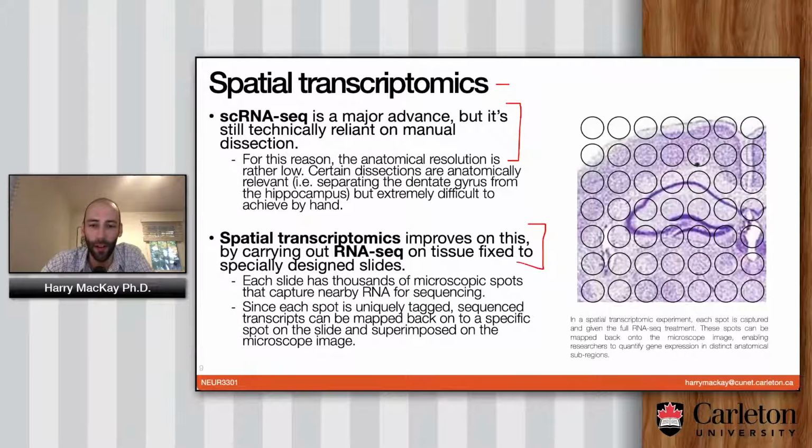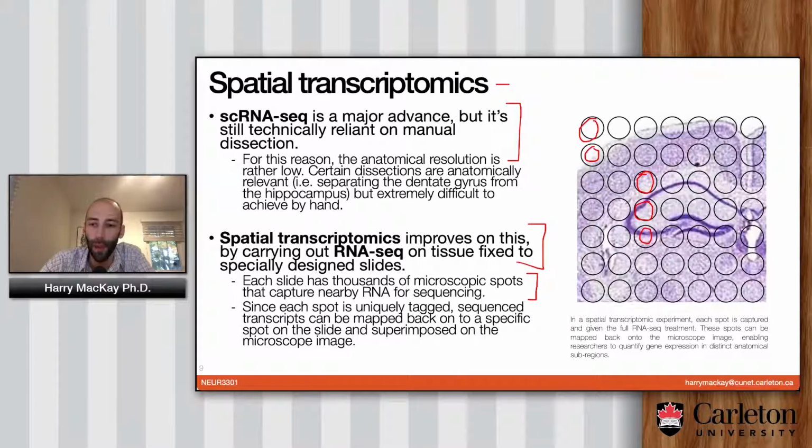And what's happening here is you're taking slices of brain, as you would if you were mounting them on a microscope slide and looking at them with a Nissl stain or something like that, and putting them on these special slides that have thousands of microscopic spots. Each of these spots is positioned in a grid on the slide, and it's coated with, let's just call them various chemicals that will capture the RNA exactly in that spot and then save it for sequencing. So each spot is uniquely tagged with a DNA sequence-based barcode, and the chemicals on the spots enable all of the RNA that is directly over the spot to be captured.